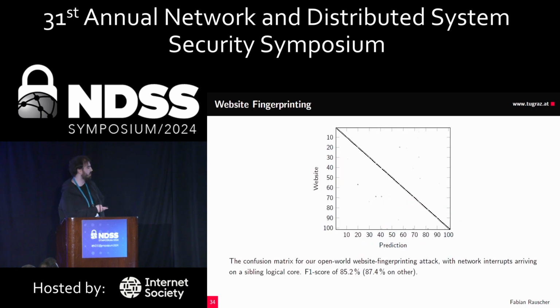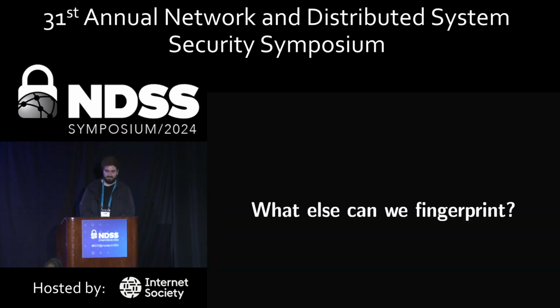And those are the results for the open world scenario. Confusion matrix with this beautiful diagonal down here, meaning most of the things got correctly classified. We got an F1 score here of 85.2% and 87.4% on the other class. For the closed world scenario, we were at around 93%. Great. So website fingerprinting, always a nice thing. A lot of people have done this before with some other interrupt detection methods. It's wonderful for comparison. But what else can we fingerprint?